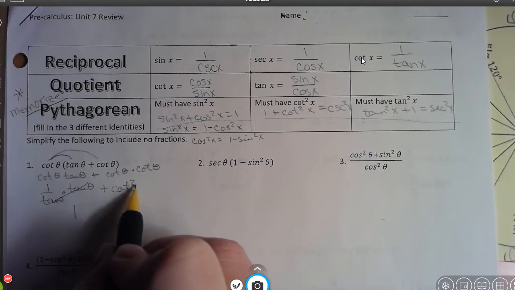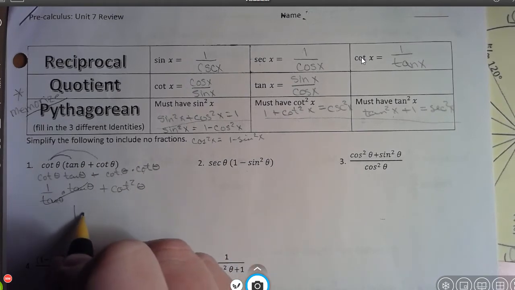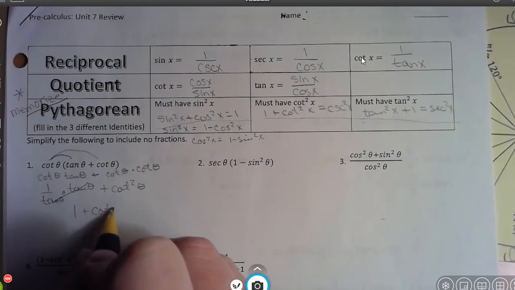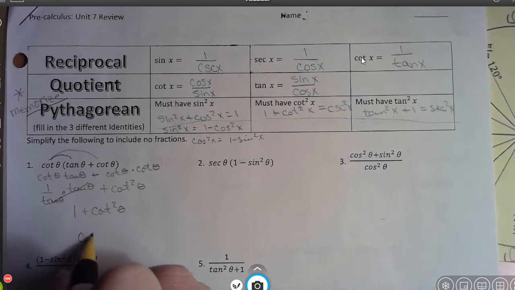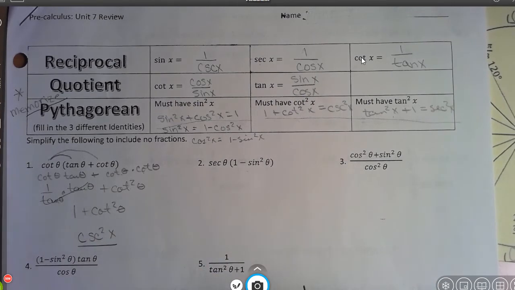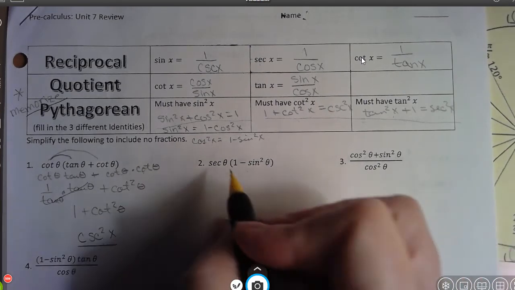Plus cotangent squared theta, because I'm multiplying, it's squared. So that becomes plus cotangent squared theta. And oh my gosh, it matches this one. So this is cosecant squared theta. We had to simplify it completely. That's simplified with no fractions.